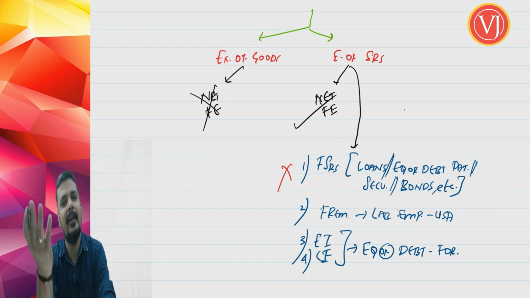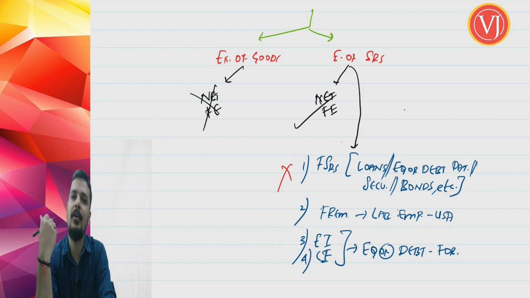So if your company is getting loans from outside India, or there is equity or debt participation by foreigners, or your company is giving securities to foreigners who are making the payment to you, all will come in foreign currency, or bonds are issued, etc. That will not be counted.